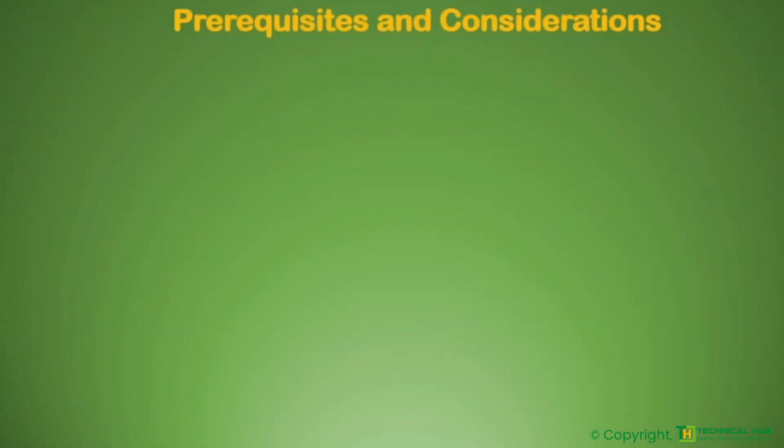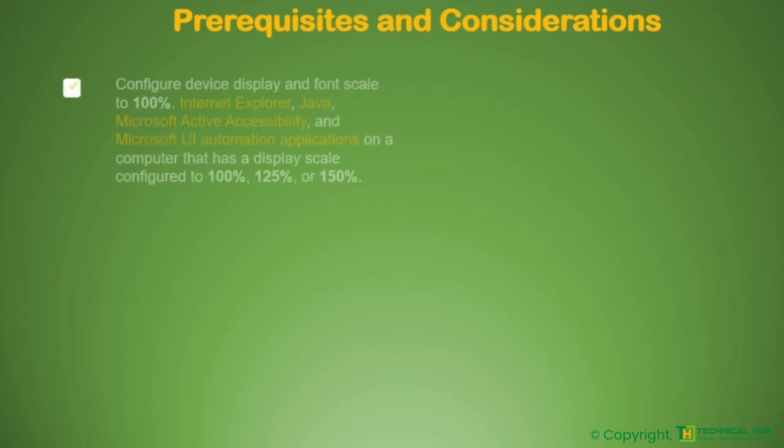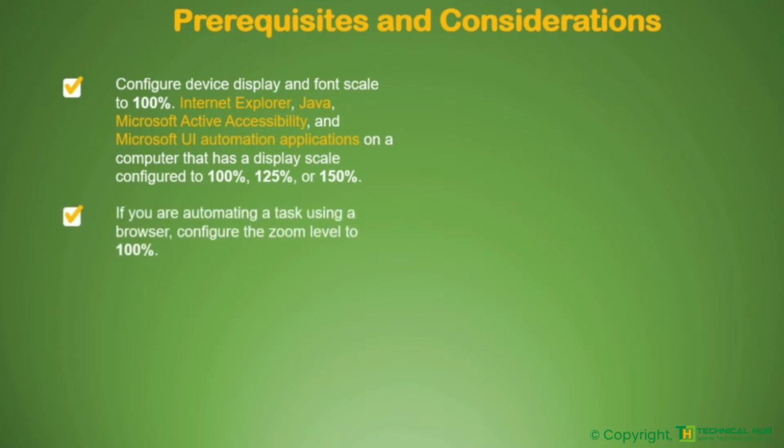But before moving further, let's know the prerequisites and considerations when recording a task. Prerequisites. Configure the device display and font scale to 100%. You can record tasks in Internet Explorer, Java, Microsoft Active Accessibility, and Microsoft UI automation applications on a computer that has a display scale configured to 100%, 125%, or 150%. If you are automating a task using a browser, configure the zoom level to 100%.